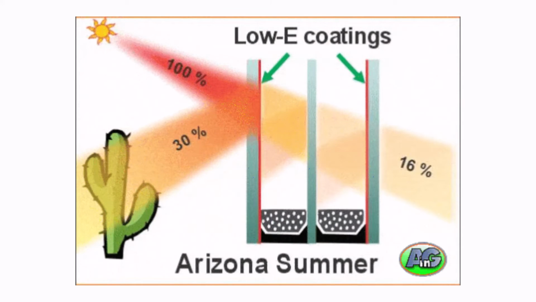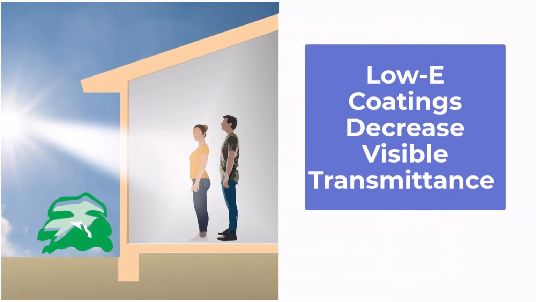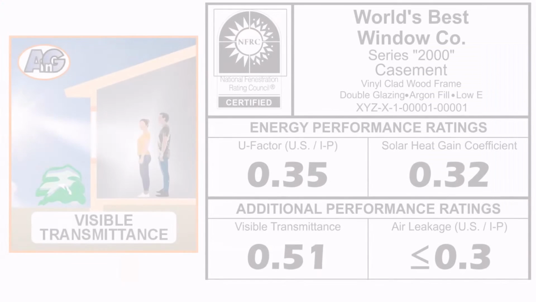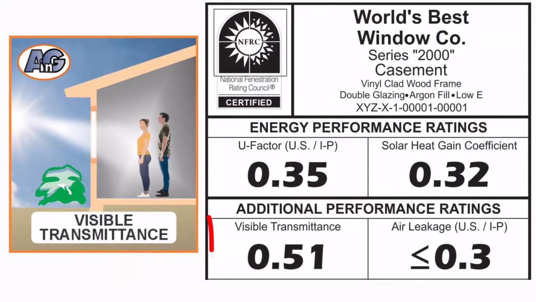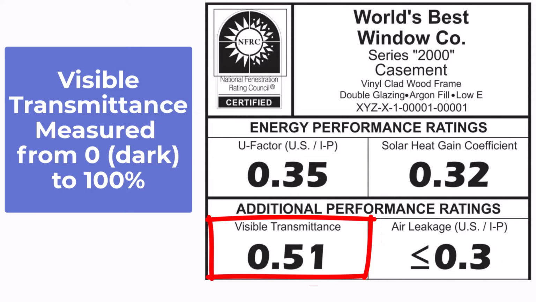The important takeaway here is there's a trade-off between cutting IR light and cutting visible light. The more low E coatings you get, the darker your window will be. And this is measured in the next category on the label, the visible transmission, VT. This is the degree of visibility through the window. A high visual transmission is preferable because most people want plenty of natural light in their homes. The visual transmittance is measured from 0, where no light gets through, to 100 for the maximum.